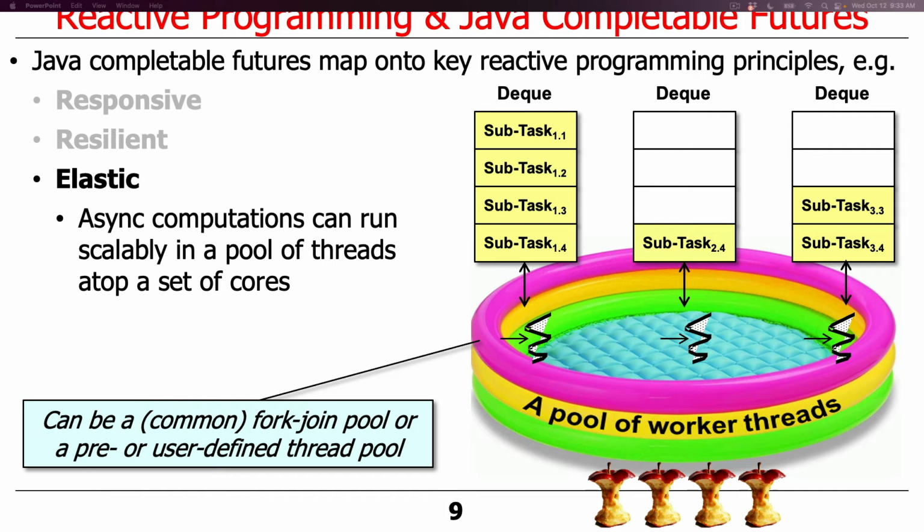Elasticity, of course, is a big deal. That's one of the reasons why people often choose to incur the learning curve to come up to speed on how to do reactive programming, because they want to make things run faster or run more scalably. What you get with the completable futures framework is ways to run computations asynchronously in a pool of threads that are mapped atop a set of cores. And as I mentioned before, there are some options here. You can either use the common fork join pool, which is the default if you don't do anything to the contrary, or you can provide a user-defined or a predefined thread pool.